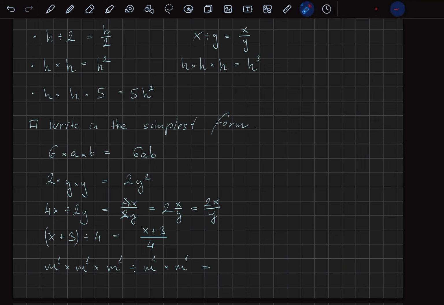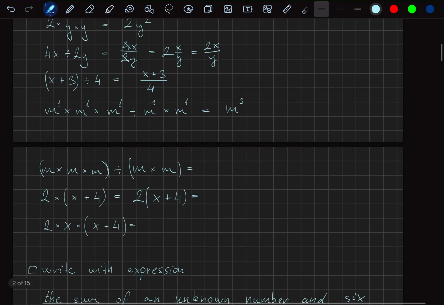I multiply and divide indices with the same base. So, m times m times m, I add them, and here I will subtract. So 1 and 2 and 3, minus 1, so it's 2, plus 1, it's 3. m to the power 3. Okay, add them, take away, and add them.